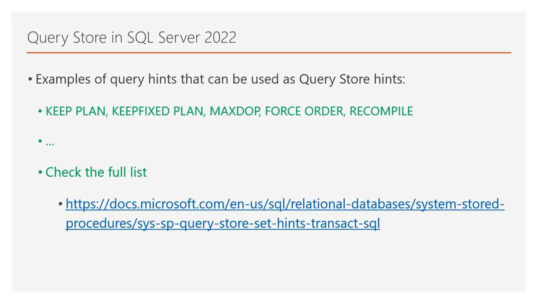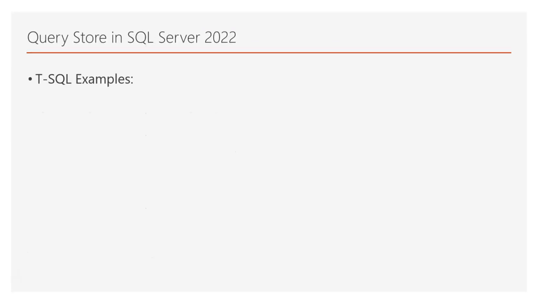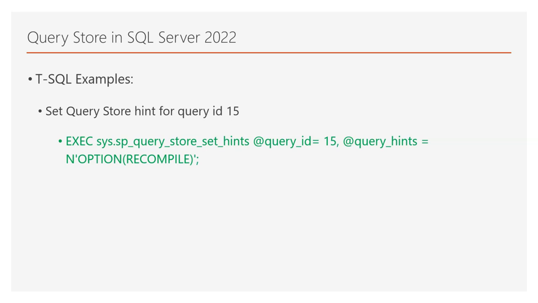Now let's see some relevant T-SQL examples of using Query Store hints. In this first example, we set the Query Store hint for query ID 15. So we execute the system stored procedure sp_query_store_set_hints. We pass as parameter for query ID the value 15. So we are setting this Query Store hint for query ID 15, as well as we pass as parameter the query hint to use in this case, which is the RECOMPILE option. So every time query ID 15 is executed, the RECOMPILE option will be used.